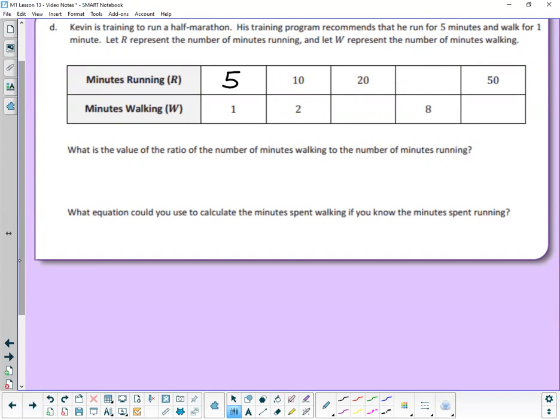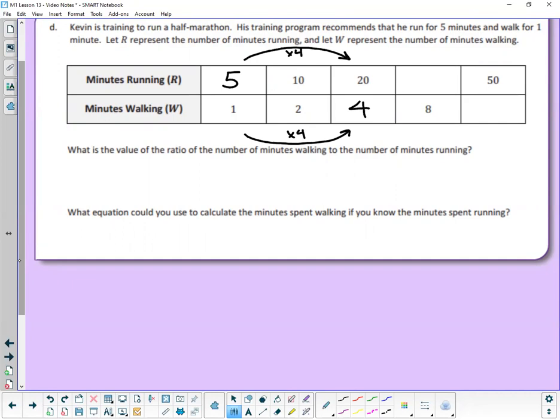All right, let's see here. Oh, look at it. Here's another one of those tables that doesn't necessarily skip count, because look what we're doing. What do we do to 5 to get 20? Well, I would multiply by 4. So what am I going to do here? I'm going to multiply by 4. 1 times 4, of course, is 4. So if he runs for 20 minutes, he should spend 4 minutes walking.